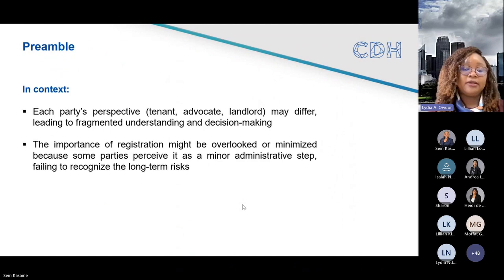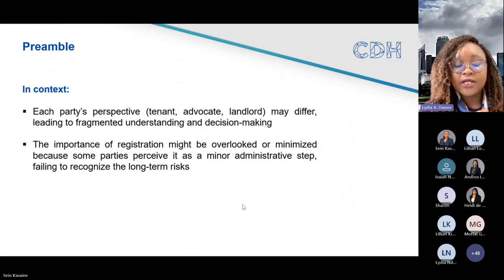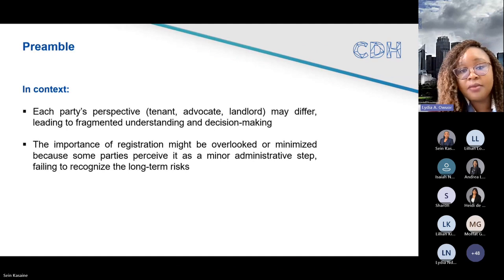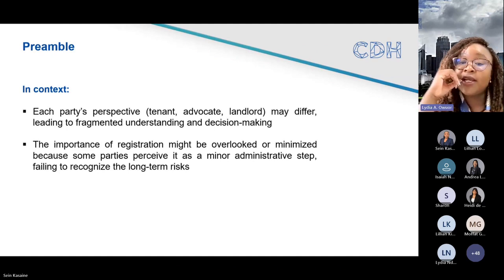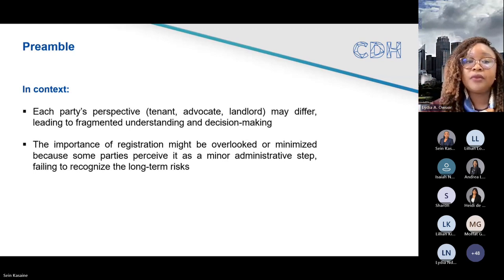So likewise, stakeholders may focus on isolated aspects of a lease without addressing the bigger picture. Now, in the context of the story that I have just shared, each party's perspective, be it a tenant, an advocate, or a landlord, may be different, leading to fragmented understanding and decision-making.